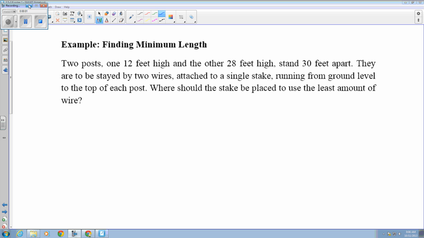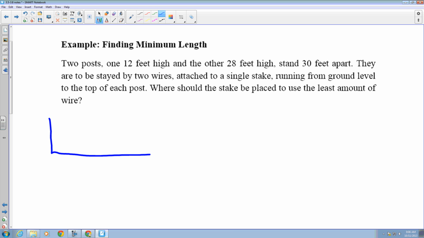Okay, we are working on the second half of section 3.7, which is maximization or minimization problems. This one is we have a minimum length we are trying to find. We have two posts. One of them is 12 feet high and one of them is 28 feet high, and they are 30 feet apart.